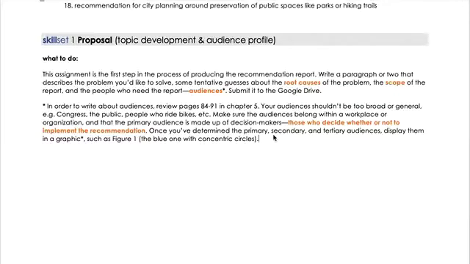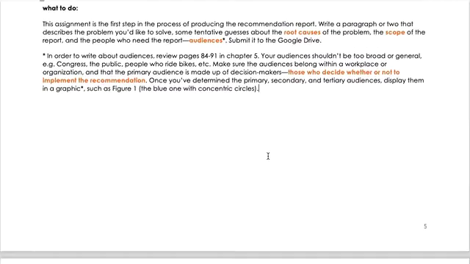Now, general people don't really read recommendation reports. They're too long and they're too technical. So stay away from general people. They will not be your audience.